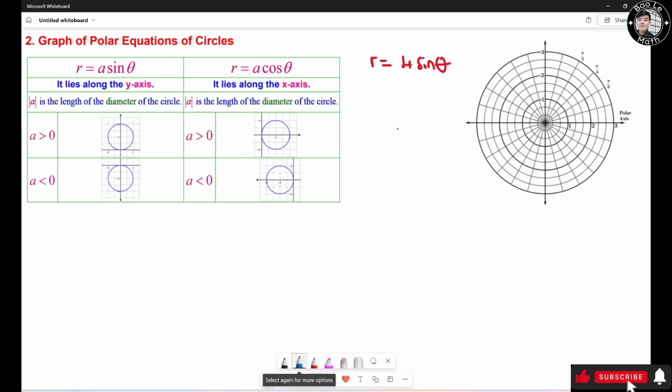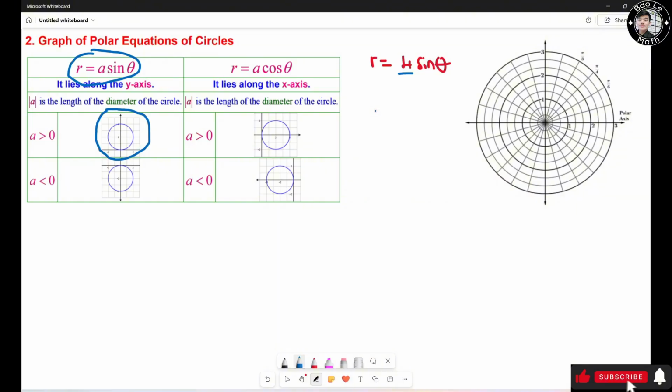Now, let's take a look at the first example. We need to graph the function r equals 4 times sine theta. This one is in the form of this equation, and this is actually the equation of a circle. Since a equals 4, which is greater than 0, you know that the circle should be above the x-axis.